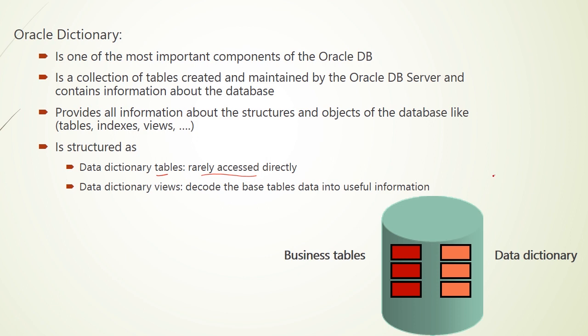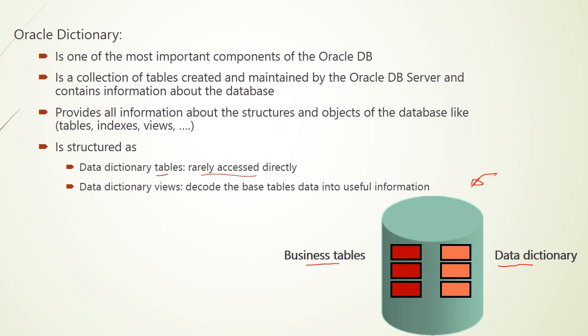If you look at your database, it contains 2 table categories: business tables and data dictionary tables. Business tables, like the employees table, departments table, locations table, and regions table, store business data or application data, while data dictionary tables store information about the business tables. For example, if you create a table called employees, the size of the table and the columns of the table, this information is stored in the data dictionary tables.